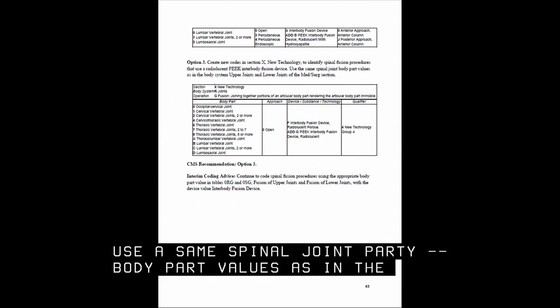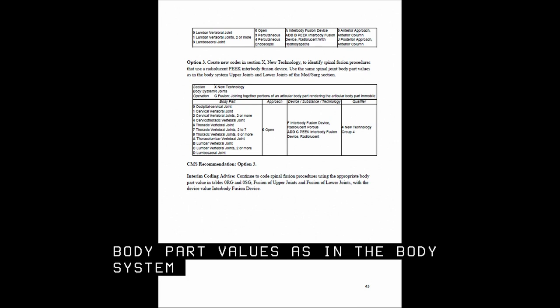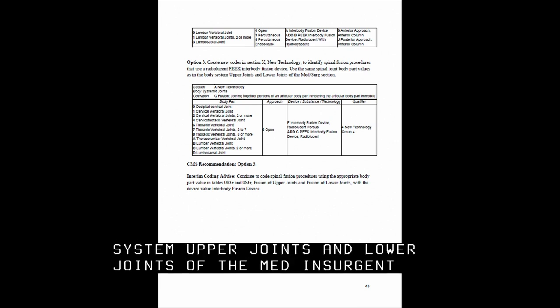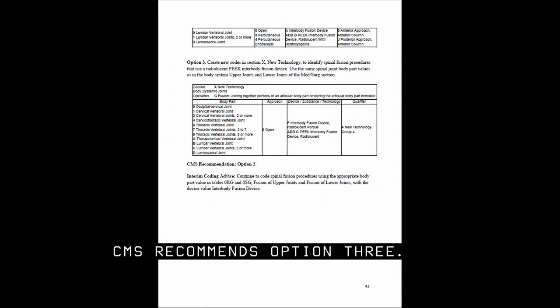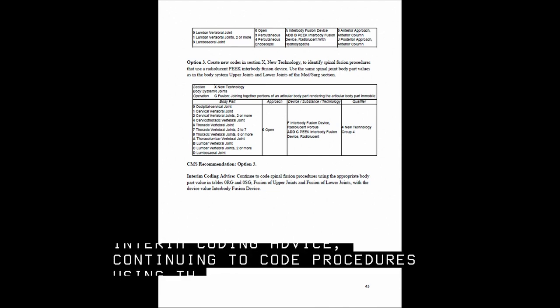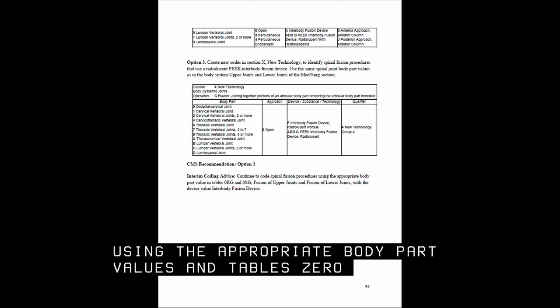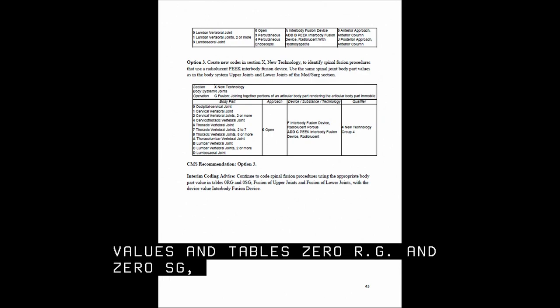CMS recommends option 3. Interim coding advice: continue to code spinal fusion procedures using the appropriate body part values in tables 0RG and 0SG, fusion of upper joints and fusion of lower joints, with the device value interbody fusion device.